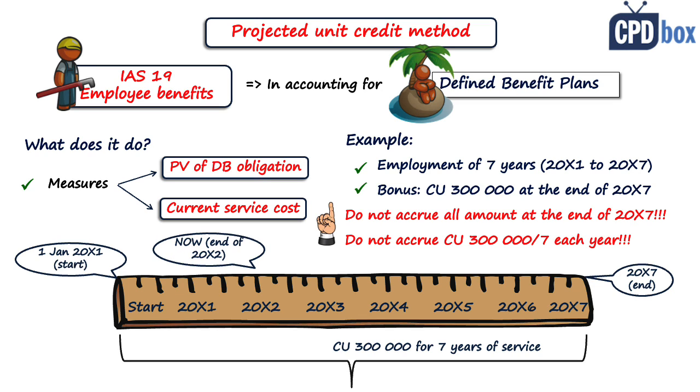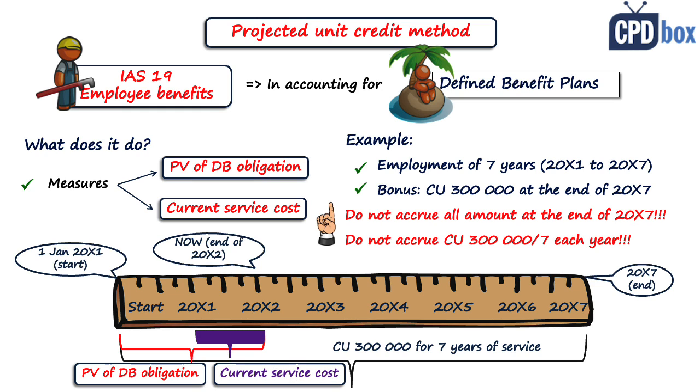It's now. So projected unit credit method measures present value of defined benefit obligation, and that is the amount accrued for that benefit from start till now, including some interest. And it also measures current service cost, and that is the amount accrued for that specific year, that is in 2002 in this case. And due to discounting, it will be different each year.